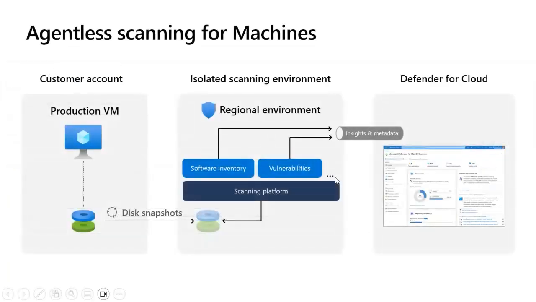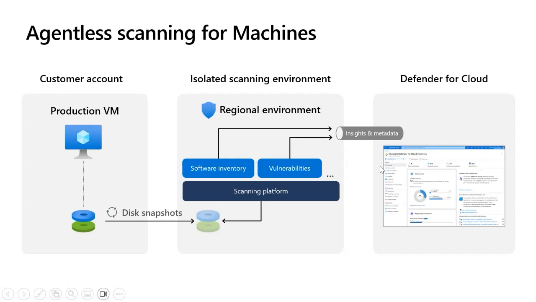Now let us look at what agentless scanning is. With agentless scanning for machines, you will get wide visibility on vulnerabilities and the installed software on the VMs. Defender for Cloud takes a snapshot of your VM disk and copies it into an isolated scanning environment. This isolated scanning environment is in the same region where your virtual machine exists. A deep analysis is done on the disk snapshot and the results are sent to the Defender for Cloud portal.